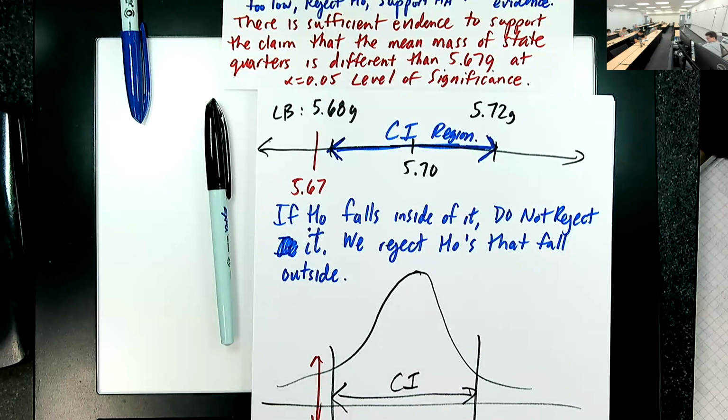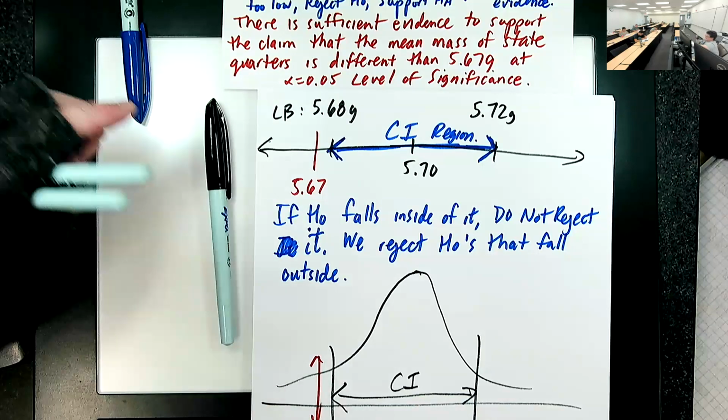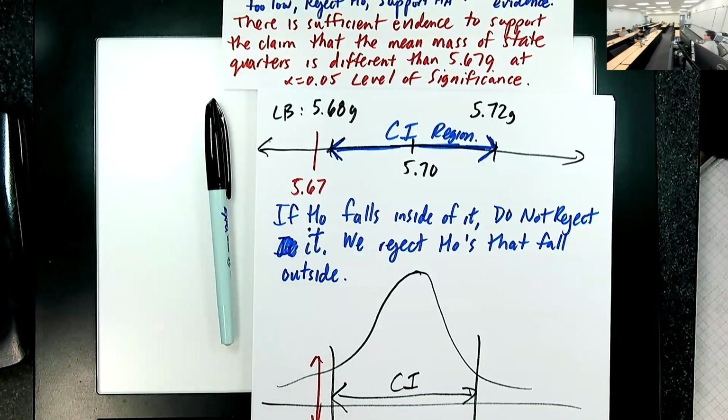What the hell, Bobby Ray? You reject H naughts that fall outside. I see that. That is what it says, you're right. Way to twist that one. That's my own fault though, right? I'm the one that said p-value's too low, reject the H naught. That's smart though, now it's catchy. It's catchy, it's easy to remember.